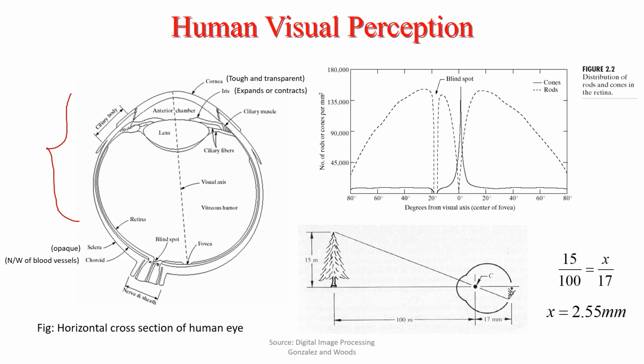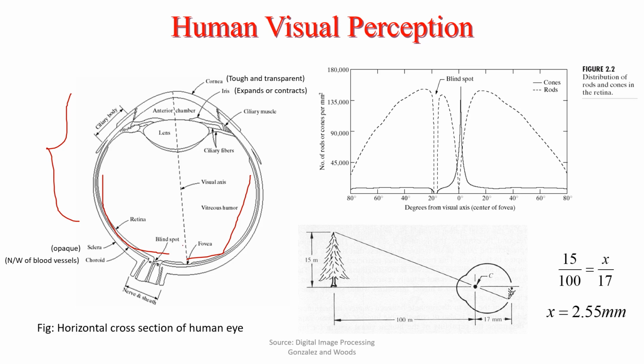So I'm just going to talk about the parts which are required to understand the human visual system with respect to image processing. Okay, so the retina is the innermost membrane. This is the retina where the image formation takes place. There are discrete light receptors distributed over the surface of the retina. Now what are these receptors? These are the sensors which sense the light and convert the light into an image. There are two types of receptors known as cones and rods.